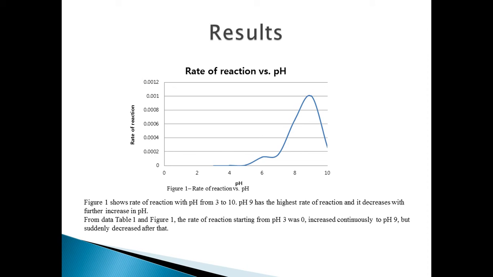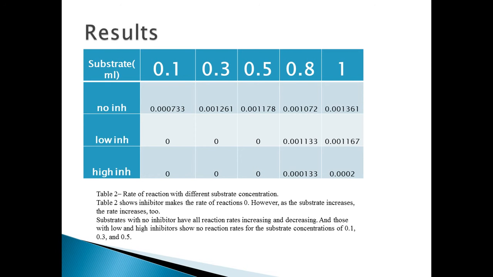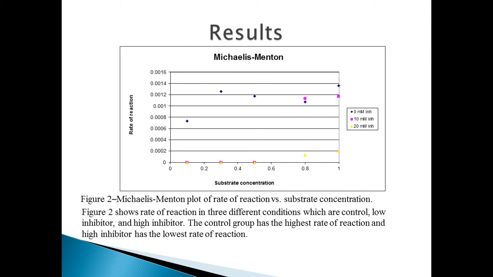Table 2, the rate of reaction with different substrate concentrations. It shows that the inhibitor makes the rate of reaction 0. However, as the substrate increases, the rate increases too. Figure 2, Michaelis-Menten plot of rate of reaction versus substrate concentration. It shows the rate of reaction in 3 different conditions, which are control, low inhibitor, and high inhibitor. The control group had the highest rate of reaction, and high inhibitor had the lowest rate of reaction.